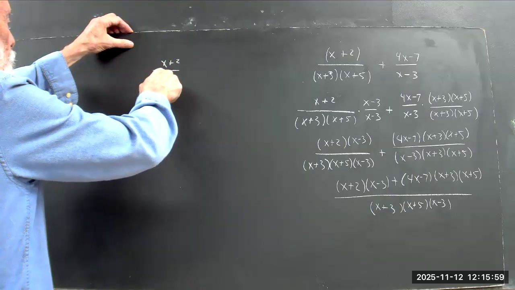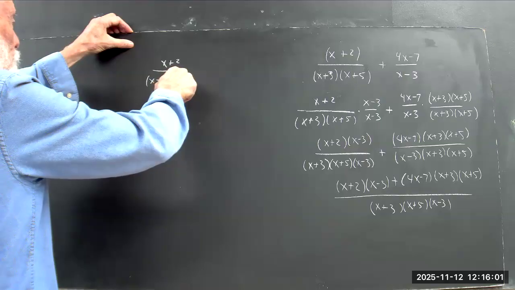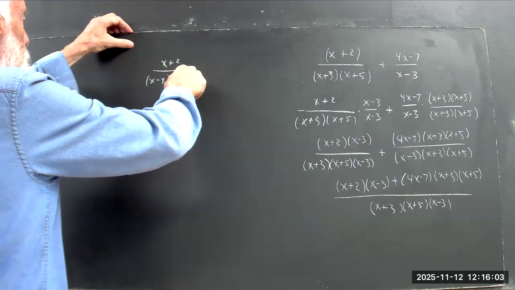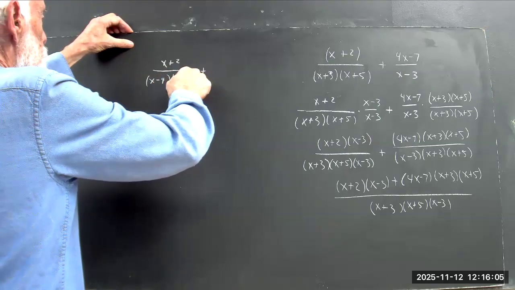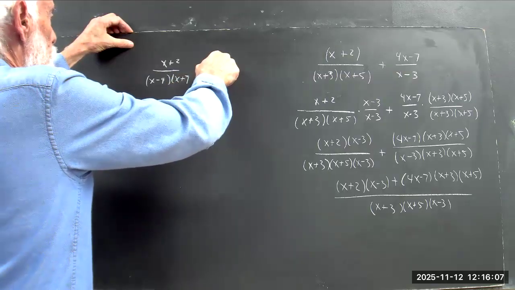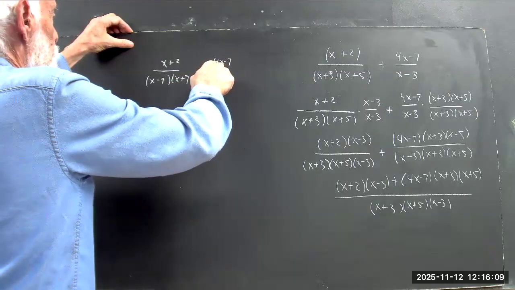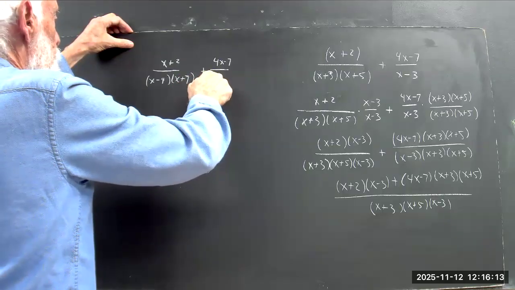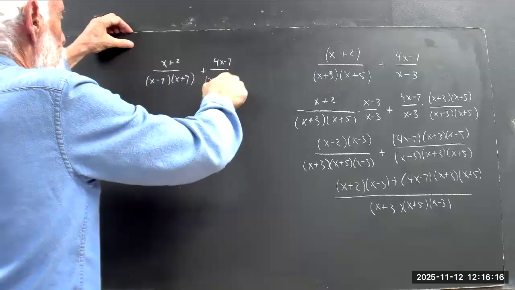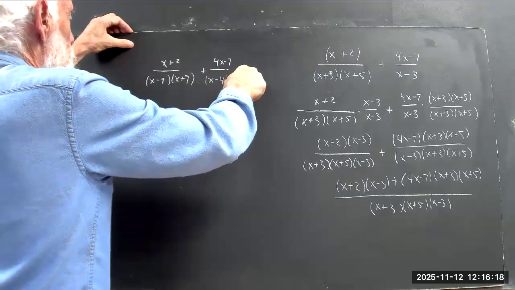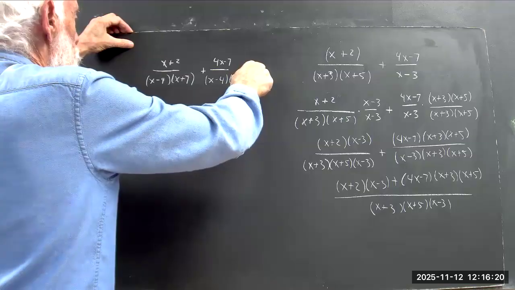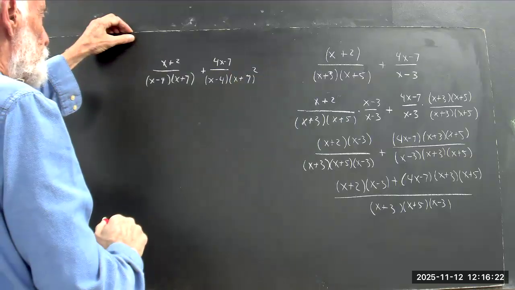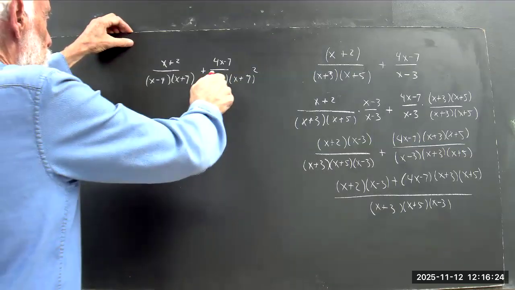X plus 2 over x minus 4 times x plus 7, plus 4x minus 7 over x plus 4 times x plus 7 squared. Oh, what do you want to do? We'll make it x plus 4.